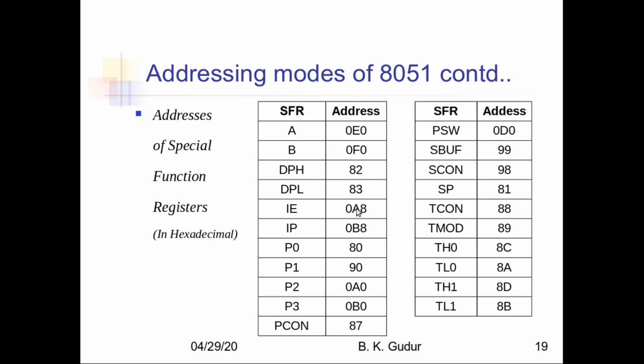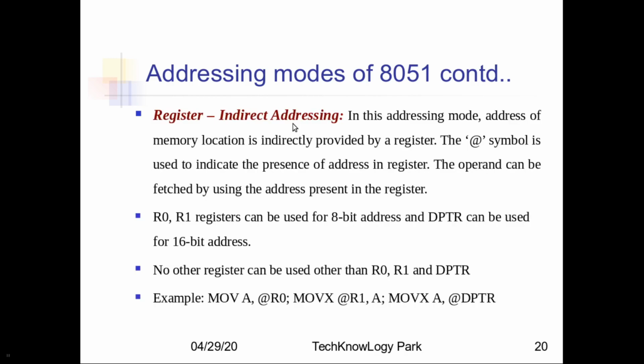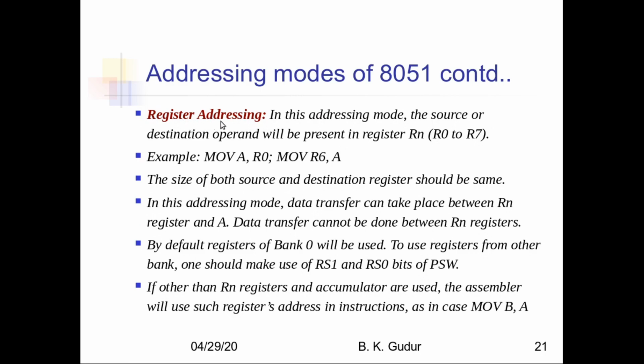There is much more to discuss for the first program, which I will discuss later. For now, remember that whenever we write a hexadecimal number, if it starts with a digit other than 0 to 9, you should write it with a leading 0, like 0F0 or 0A0, 0B0. Hope this is clear. So remember the addresses of these special function registers, which will help us in writing assembly language programs. With this we'll move on to the next addressing mode, that is register addressing mode.